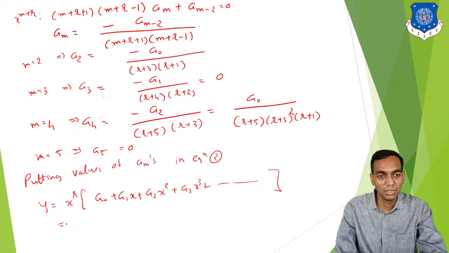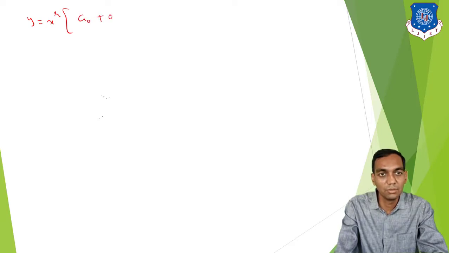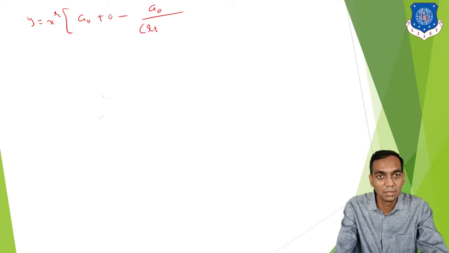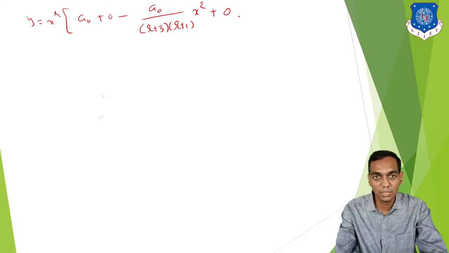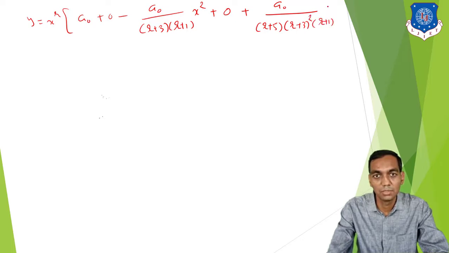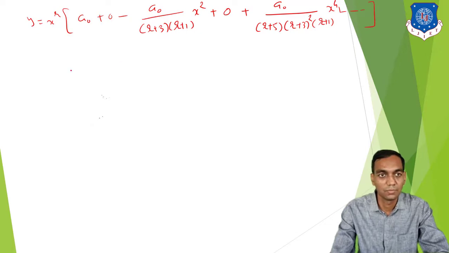x raised to, okay, we are going to write it on next page. y is equal to x raised to r times a0; a1 has a value 0, a2 has a value a0 upon r plus 3, r plus 1, x square; a3 has a value 0, a4 has a value a0 upon r plus 5, r plus 3 whole square, r plus 1 into x raised to 4, and so on.